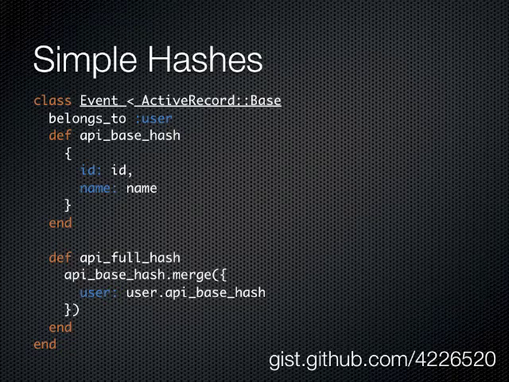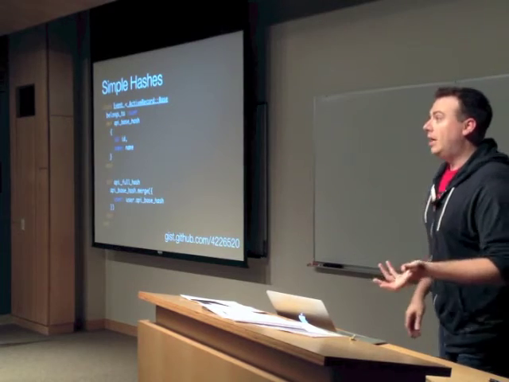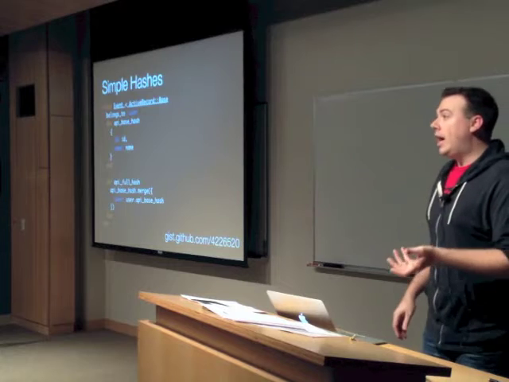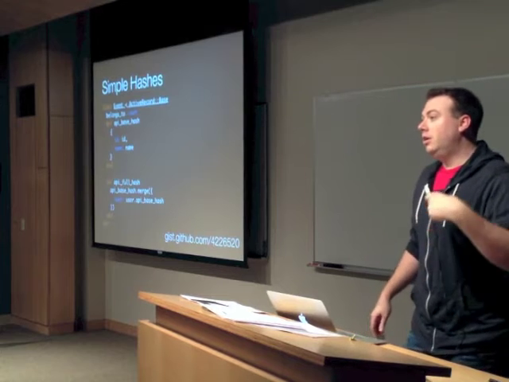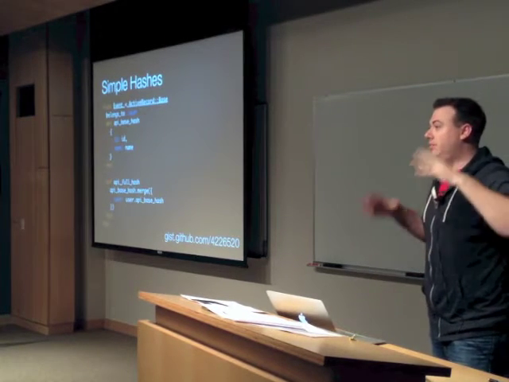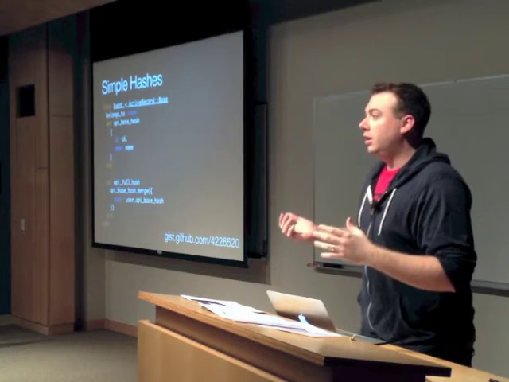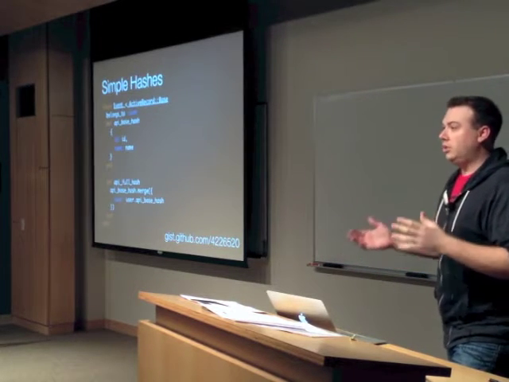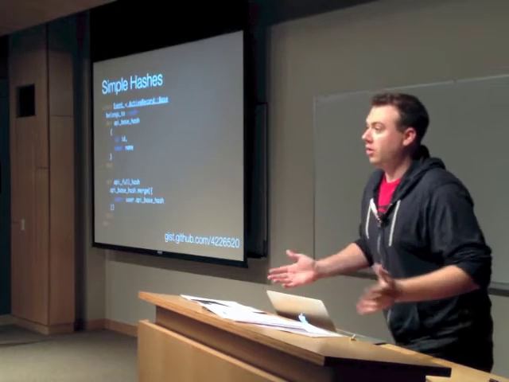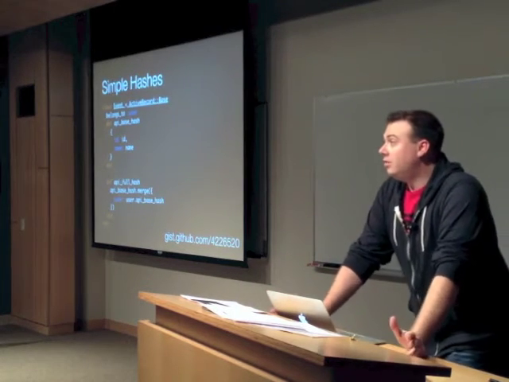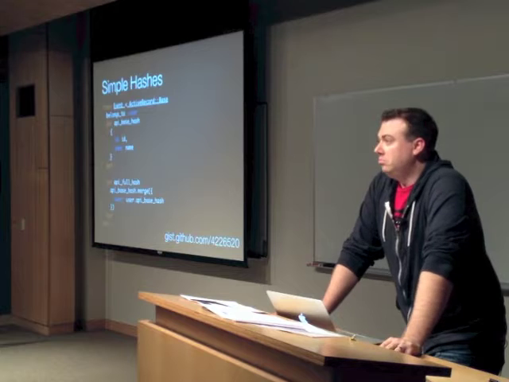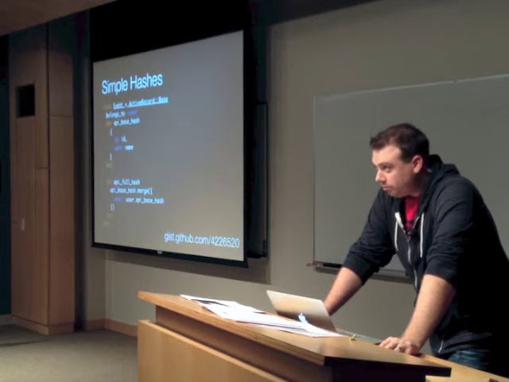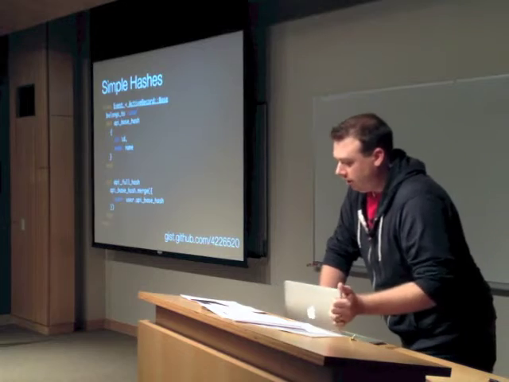Here's another example where we have an event that belongs to a user. The base hash is very simple. The full hash actually calls the user's API base hash. So that way we can kind of generate this very obvious template of associations and calling the same methods across all different objects. Because these are just simple hashes too, you just test them like regular objects. There's nothing special. It's just another unit test, which is very, very convenient.